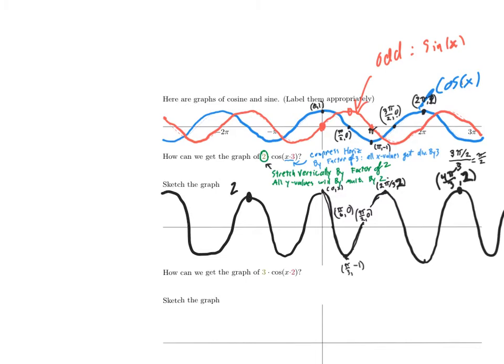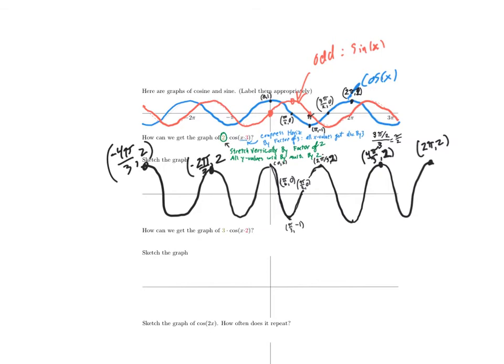So this will be negative 2 pi, comma 2. Here I see negative 4 pi. Nope, negative 2 pi over 3, comma 2. Negative 4 pi over 3, comma 2. Cool.